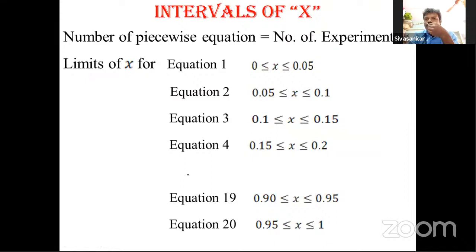So the number of piecewise equations is equal to the number of experiments. The limit of x for the first equation is from 0 to 0.05. For the second equation, the limit of x is 0.05 to 0.1. For the third equation, it is 0.1 to 0.15. For the fourth equation, it is 0.15 to 0.2. Like that it will go. For the 19th equation, it may be from 0.9 to 0.95. For the 20th equation, it is 0.95 to 1. Next.